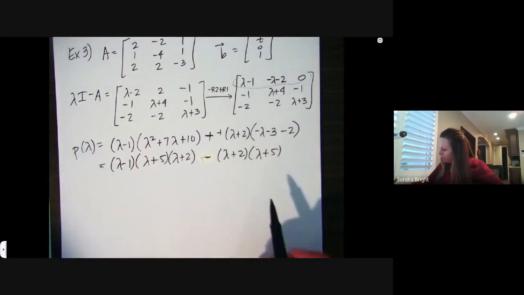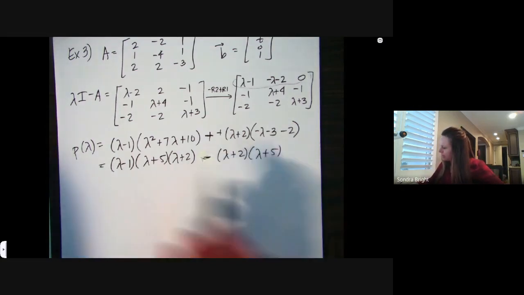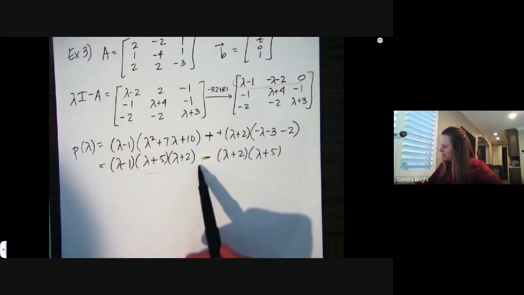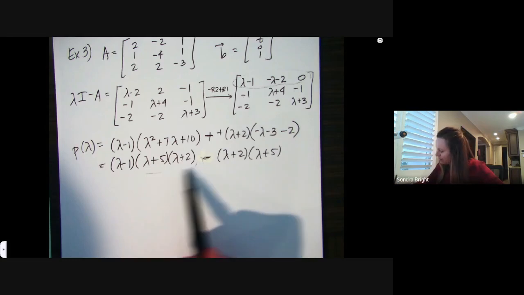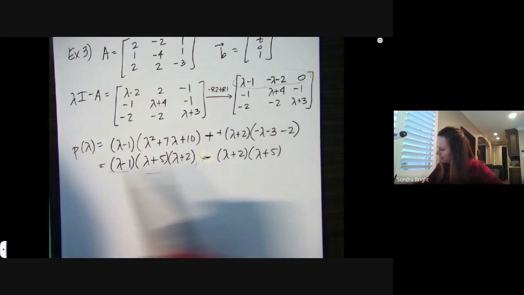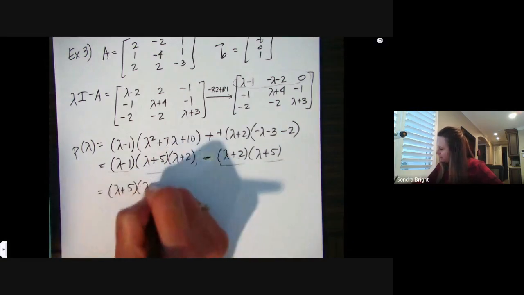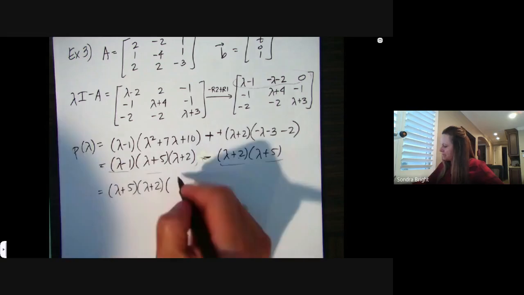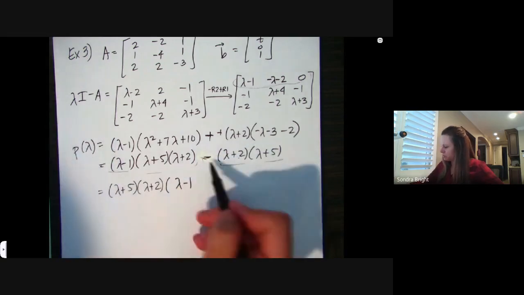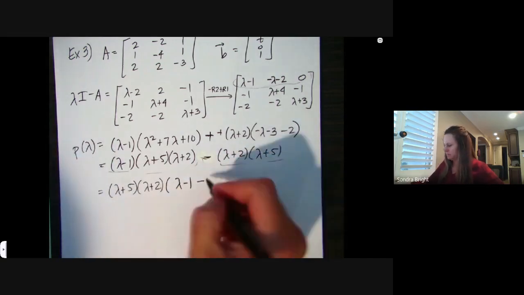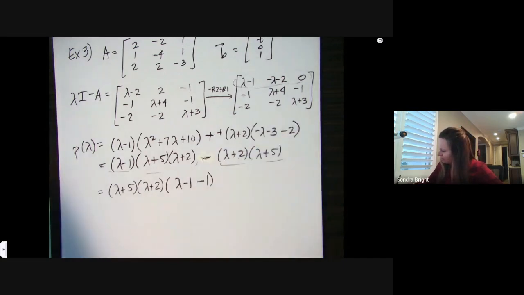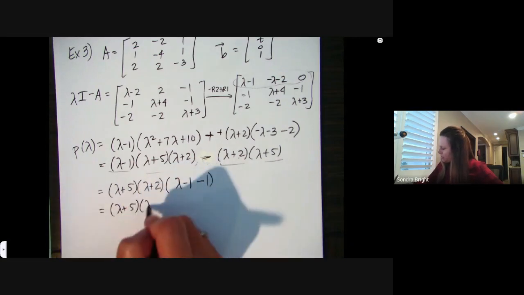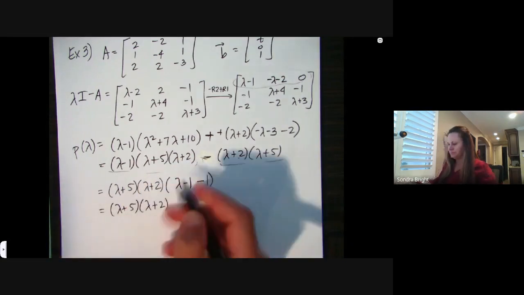Right now, I would look for common factors. I have a lambda plus 5 in common with the first term and the second term. I also have a lambda plus 2, so I'm going to factor them out. Factoring out lambda plus 5 and lambda plus 2, I would be left with a lambda minus 1, and then a minus, I factored both of them out, so you're just left with a minus 1. Which means I've got lambda plus 5 times lambda plus 2 times a lambda minus 2.